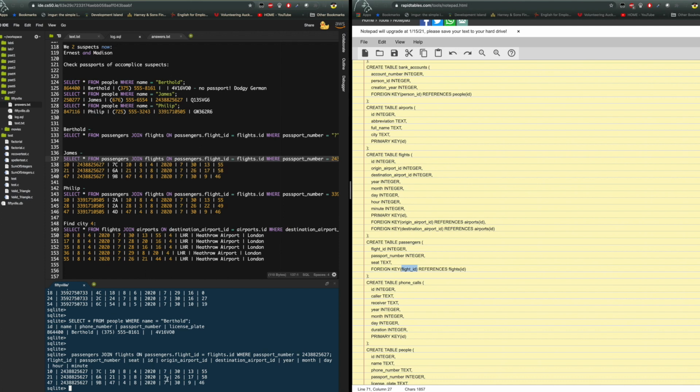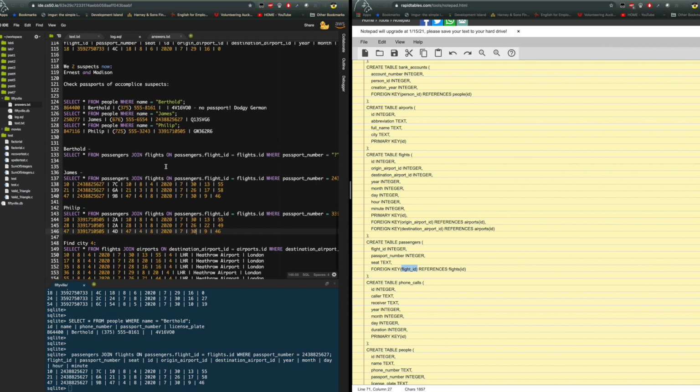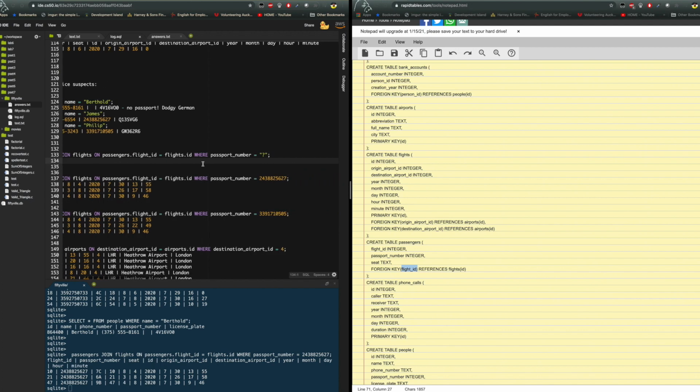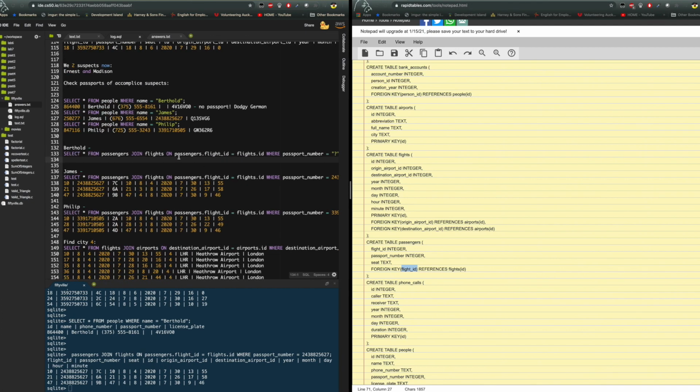7:30. So if we check the dates when he flew, it was 30s, 26, 30s, which are not our dates. Philip, 30s, 26, 30s, which are not our dates. It should be 29s. And I decided, okay, that's probably Bertolt, because he doesn't have any information. That's already dodgy.